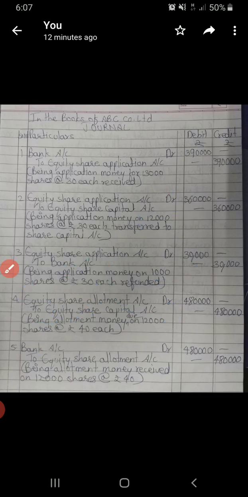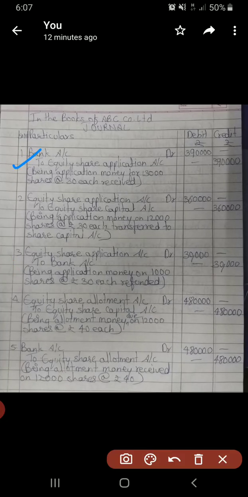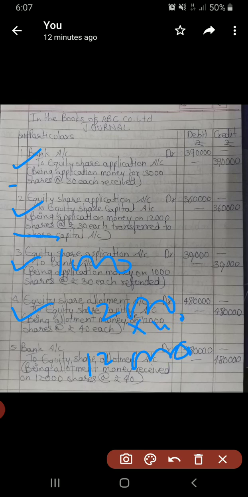Understood? Again I am repeating. First entry, when there is refund, it will come for 13,000 shares, second will come for 12,000, and this will come for 1,000. The meaning is 13,000 minus 12,000 is equal to 1,000. Then the fourth entry will be for 12,000 shares. This also will be for 12,000 shares. Only thing, you have to multiply the allotment money here and allotment money here.